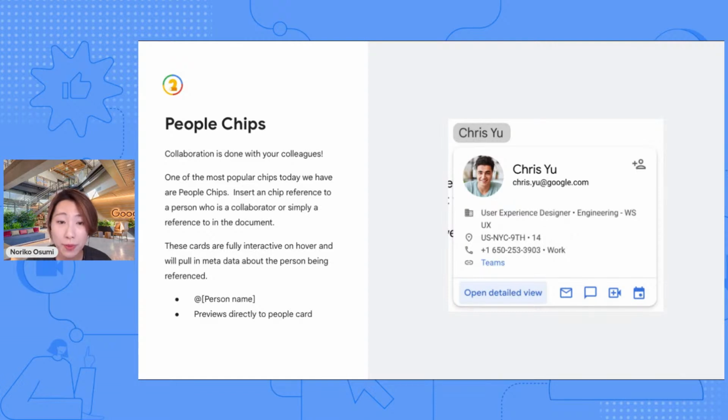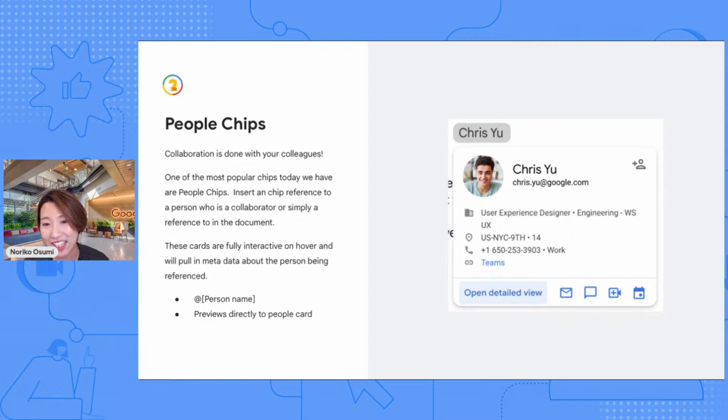So we have simple quick actions like email or chat, or you can start an instant meeting, or you can schedule a calendar invite directly with these users, all from within this chip. Very exciting.